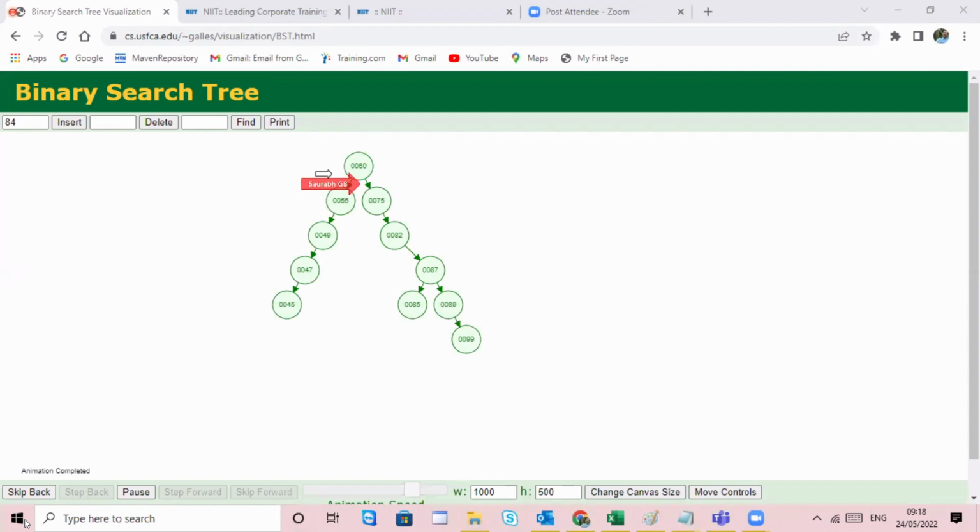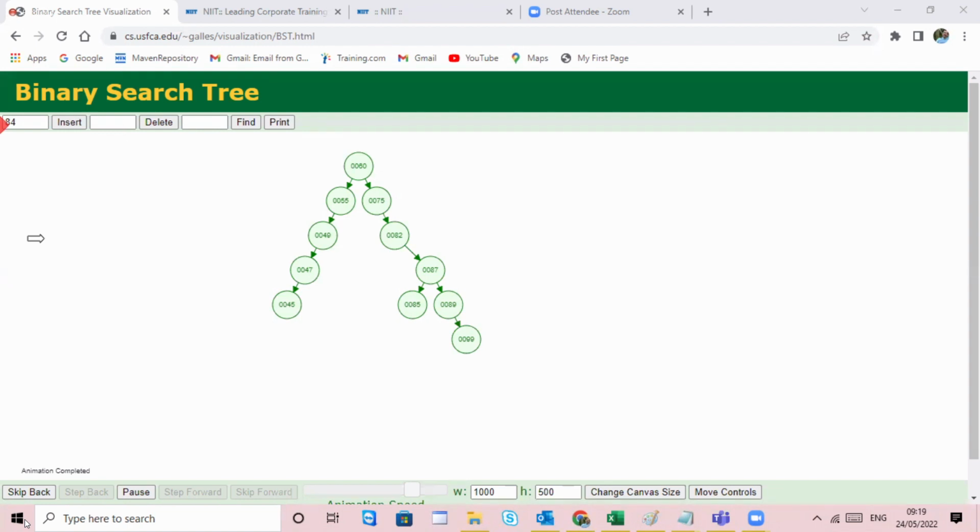Now it will check, is my right hand side having any value? Is it null or not null? Once again, I am reiterating. If it is not null, then it will go and traverse the next link, that is coming as 75. Once again, it will check the value which I want to insert: is 84 greater than 75 or less than 75?